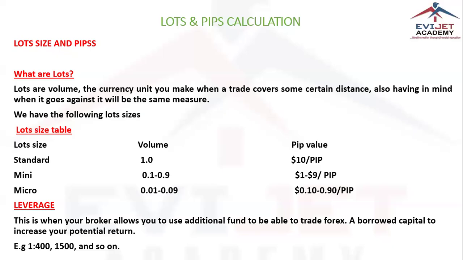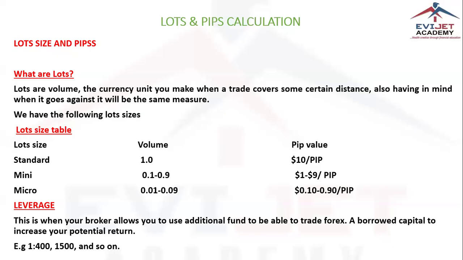Now I'm not starting from standard, all right? I'm starting from the micro. Micro is 0.01 to 0.09. That is a micro lot. Then we have the mini lot. The mini lot is 0.1 to 0.9.